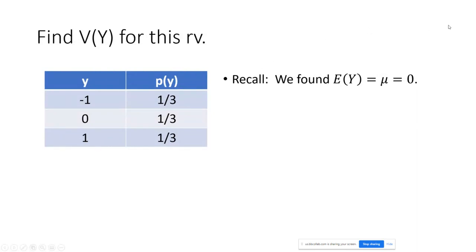All right. So let's find the variance of y for this random variable where the values -1, 0, and 1 are all equally likely. And you'll recall yesterday we found that the expected value of this random variable is 0. So we can give that the symbol mu. So try using our formula for variance. You can use the fact that mu in this case equals 0.